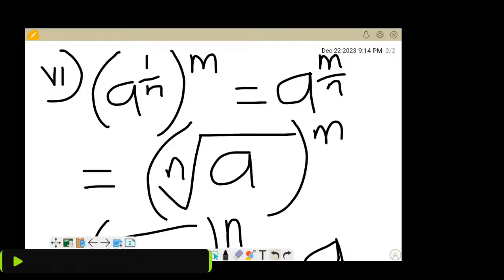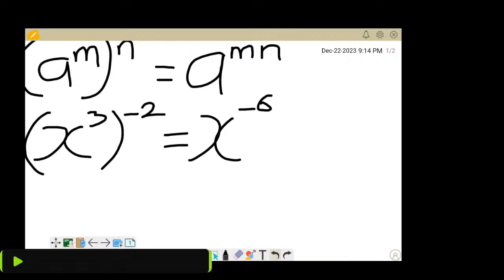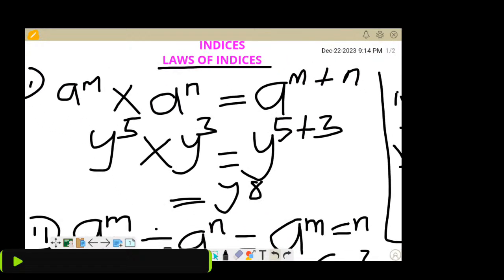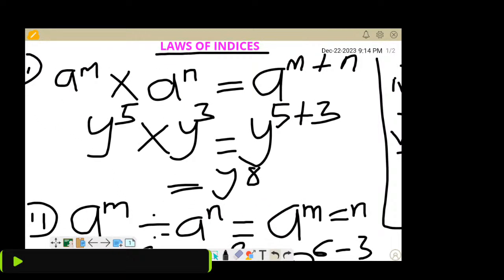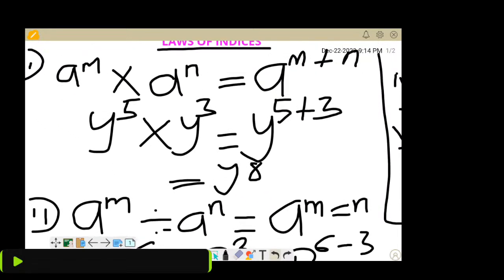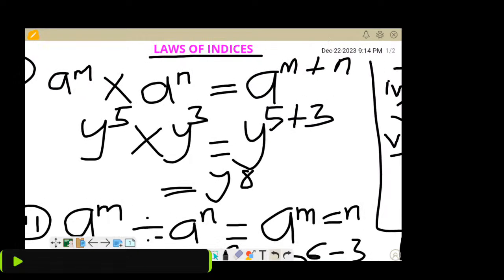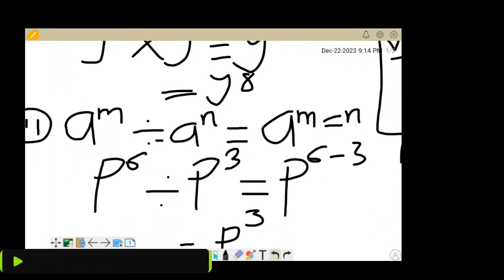And on our first page we have the first 5 laws. We started with the power relationship. That is when we have a product of the same letter carrying different powers, we resolve it to addition. When we have a division of the same letter carrying different powers, we are going to resolve it to subtraction, as you can see there.